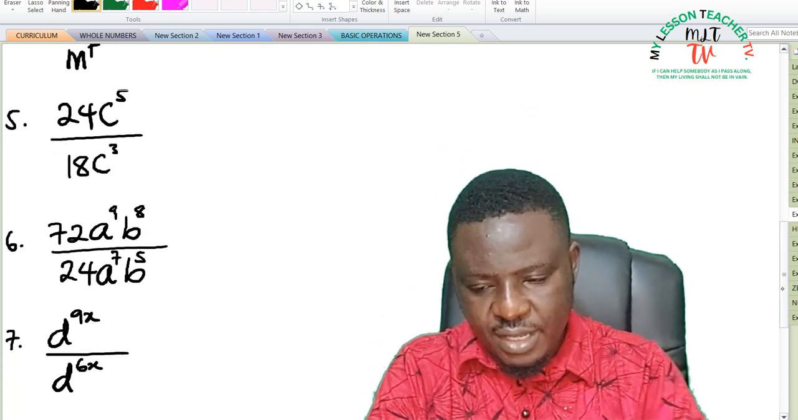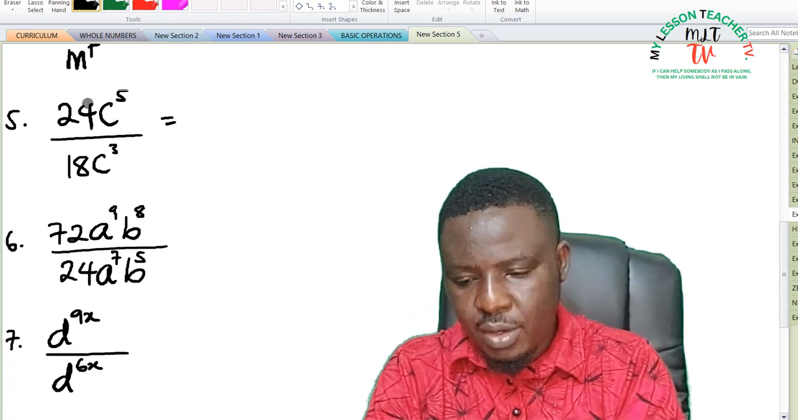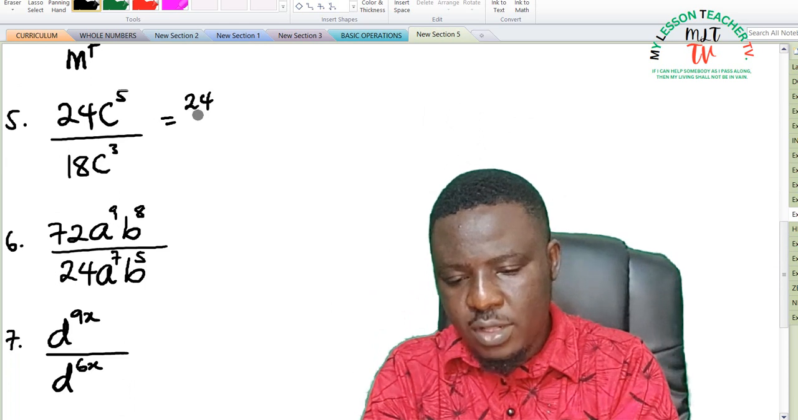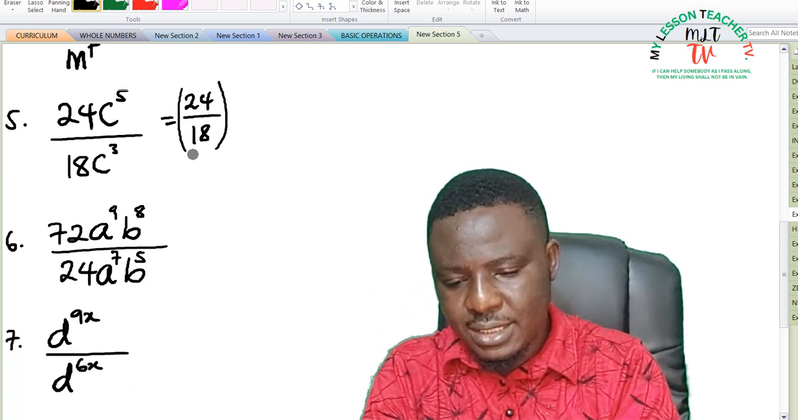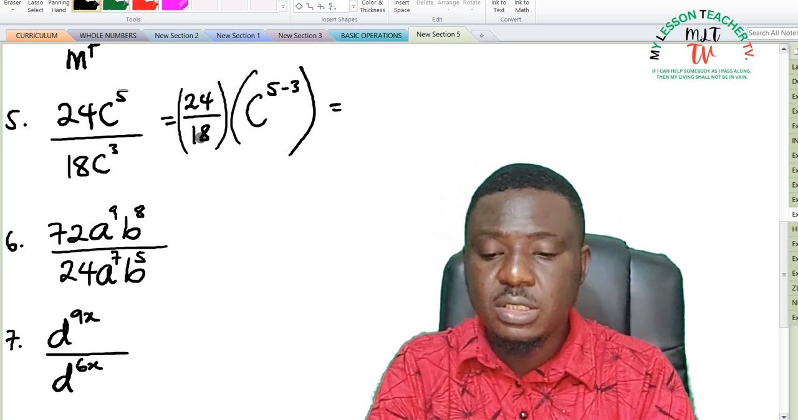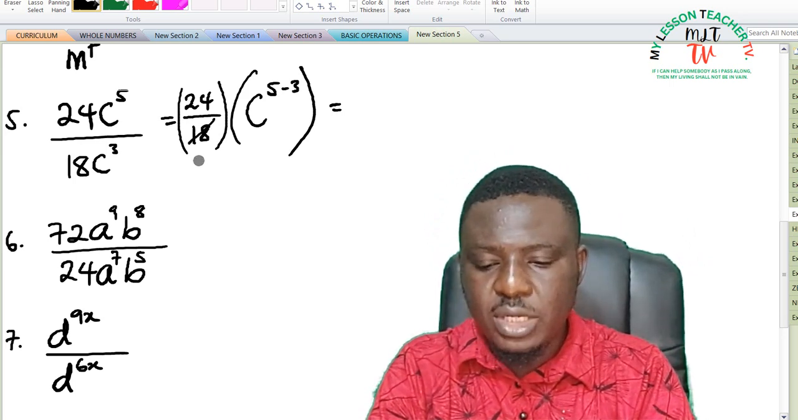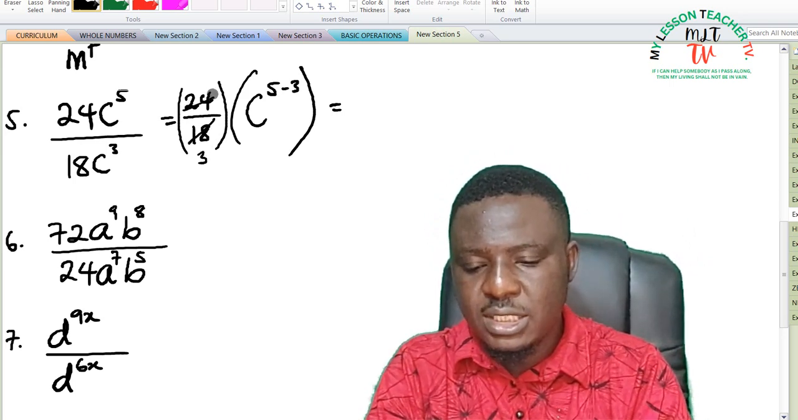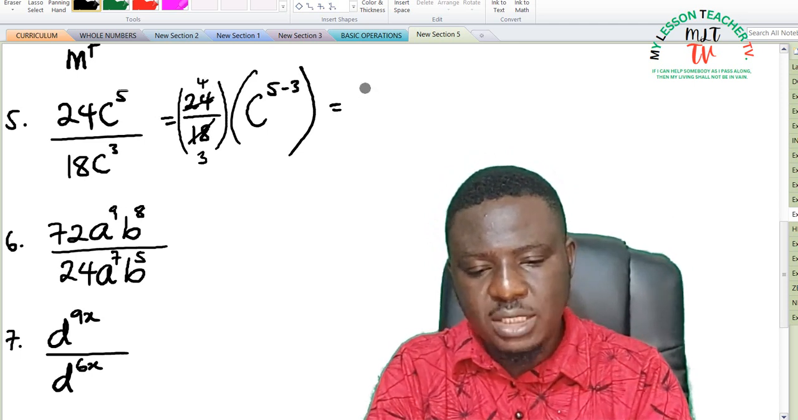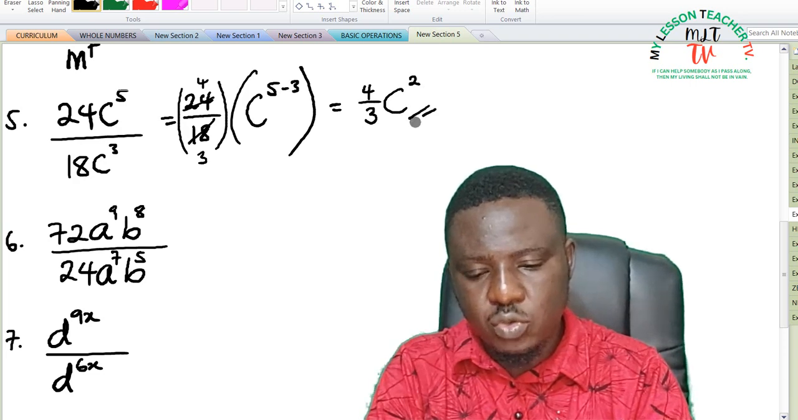Question 5, this is equal to, we have coefficients, so you divide 24 divided by 18 into c raised to the power of 5 minus 3. This is equal to 6 can divide. 6 into 18 is 3 times. 6 into 24 is 4 times. So your answer becomes 4 over 3 c raised to the power of 5 minus 3 is 2.